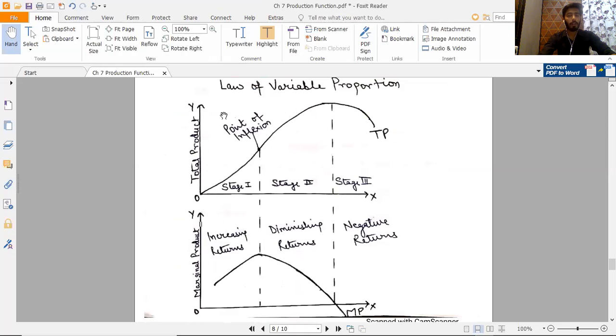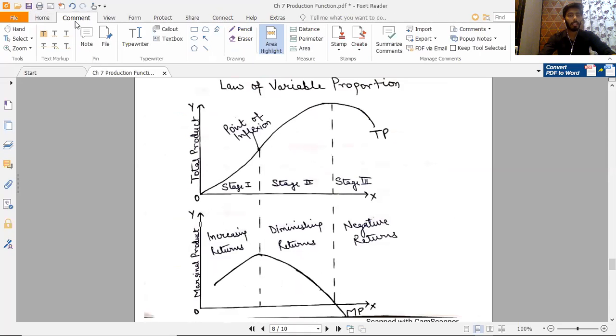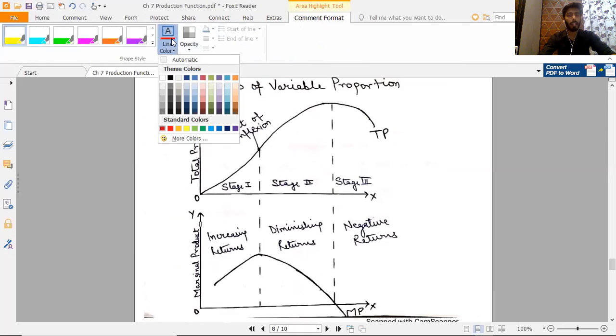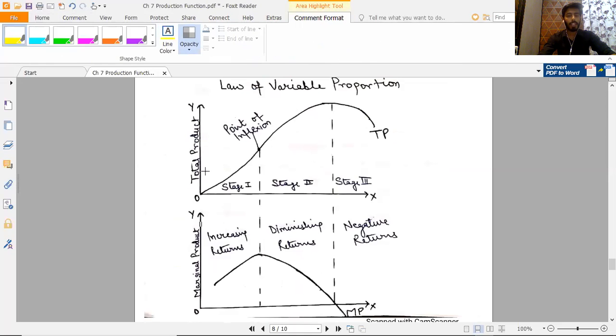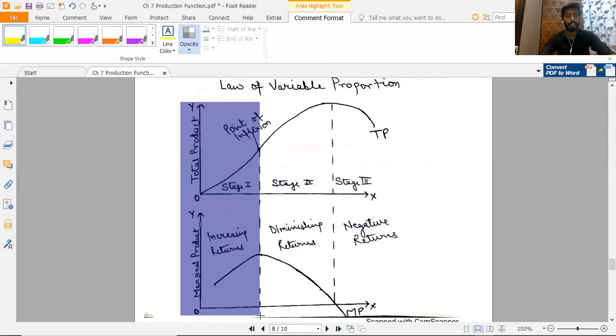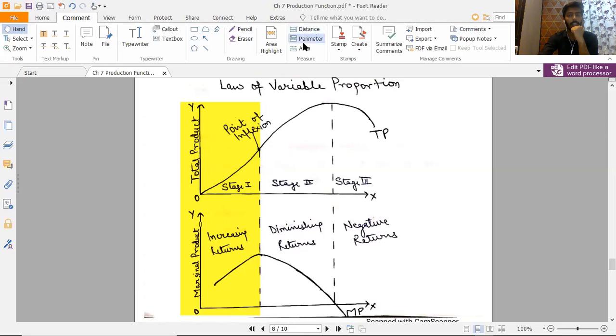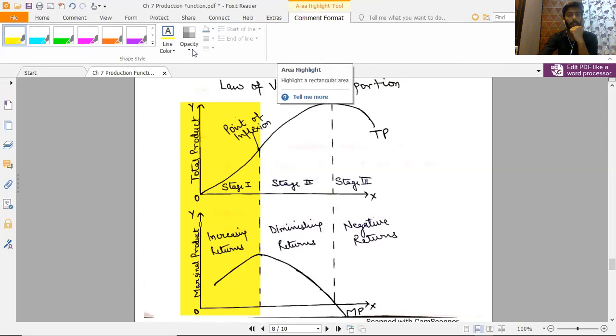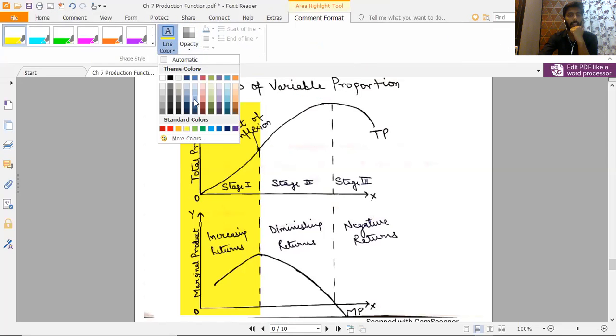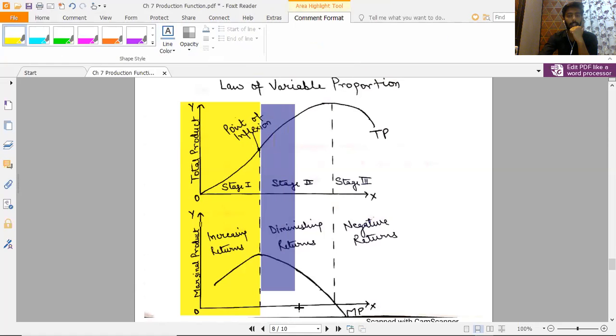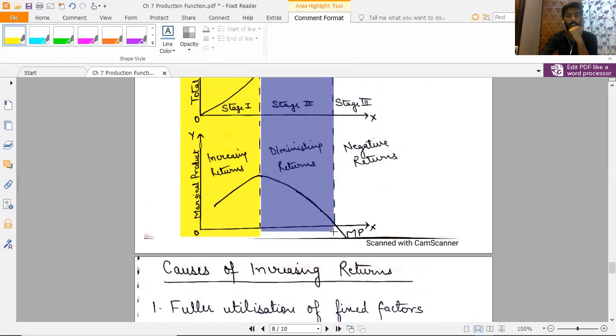Here it is. Now can you see this? There are basically 3 phases over here. In the first phase, when there are increasing returns, MP increases. In the phase of increasing returns, MP increases. Then comes the second phase. Which is the second phase? The second phase is this. This is the second stage.